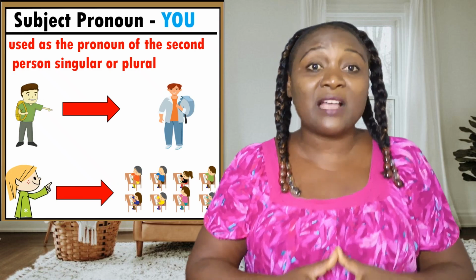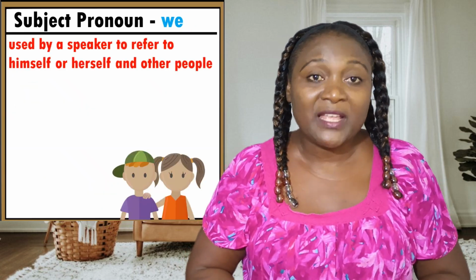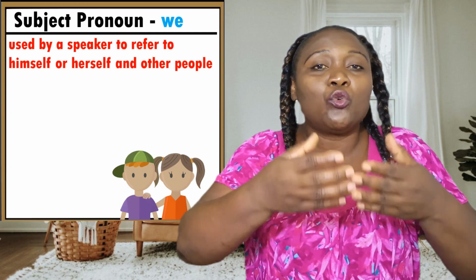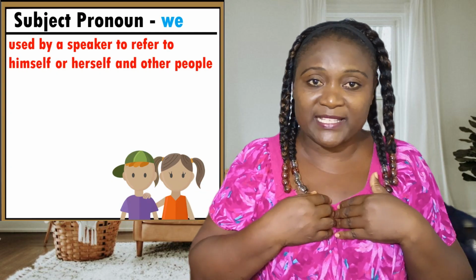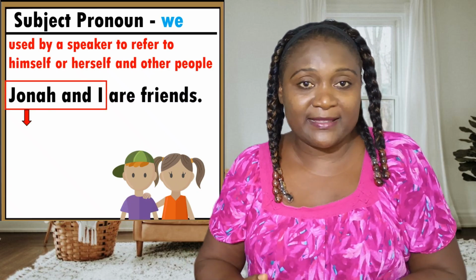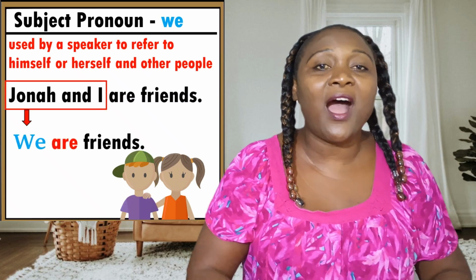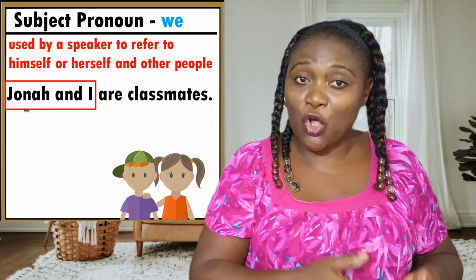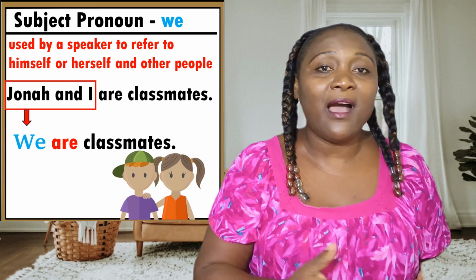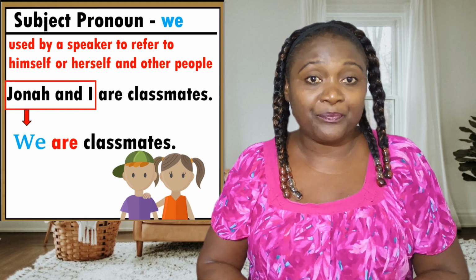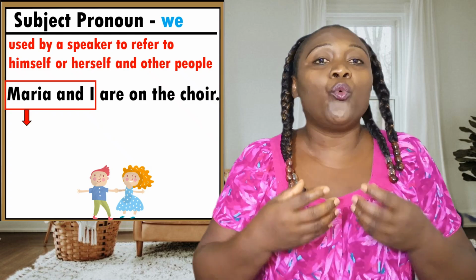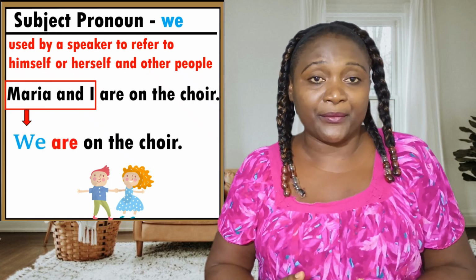Let us look at the subject pronoun we. The subject pronoun we is used when you want to include yourself in a conversation. Jonah and I are friends. We are friends. Jonah and I are classmates. We are classmates. Maria and I are on the choir. We are on the choir.